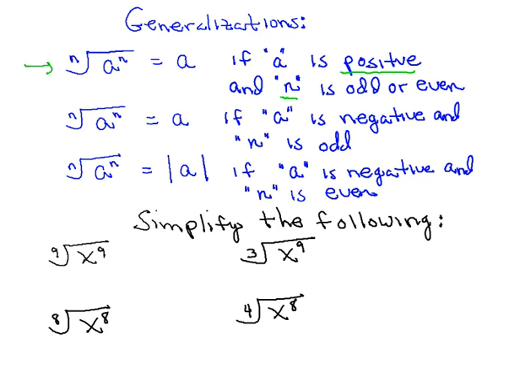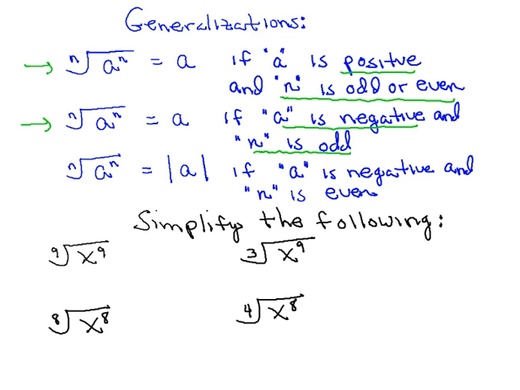and the root or the index is odd or even. Second generalization, the nth root of a to the n will be equal to a if a is negative and the index or root then is odd.